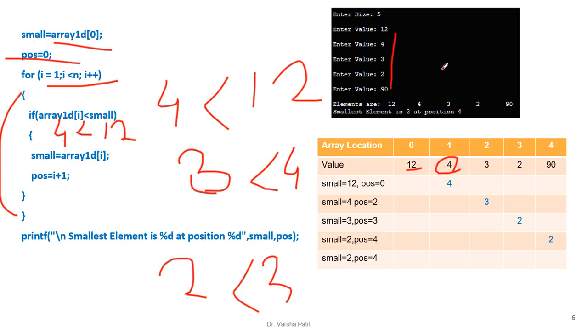Now the next element 90 comes. Now the condition will not be satisfied, that is, 90 is less than 2, because the new coming element is not smaller than the existing element. So the smallest element becomes 2 only. It will retain, it will not change here, and it will print the output that the smallest element is 2 at position 4.